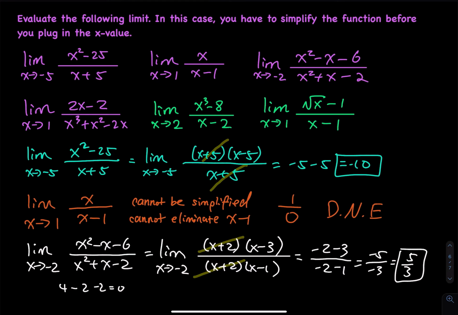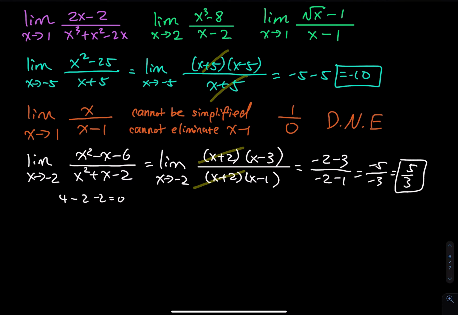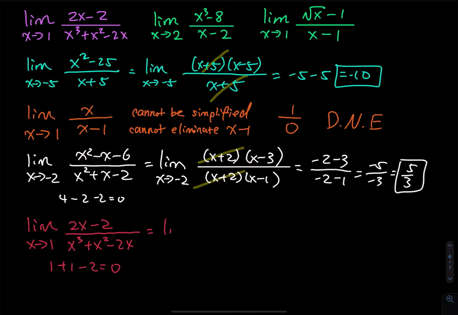All right, let's move on. So let me just go up like that so you can still see the problem, but you can see the next one. Okay, let's use this color. So we have the limit as x approaches 1 of 2x minus 2 divided by x to the third plus x squared minus 2x. When you plug in a 1, you have 1 plus 1 minus 2. You have a 0 in the denominator. Therefore, you have to factor the denominator. So x approaches 1.